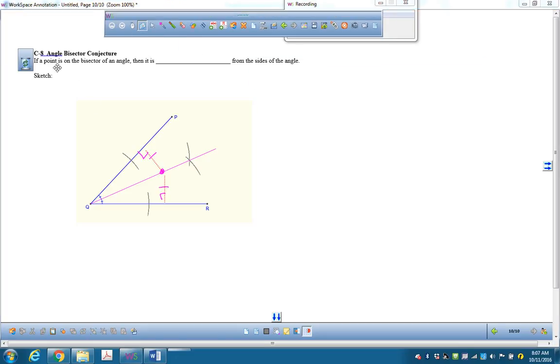A picture something like this would be nice. If a point is on the bisector of an angle, then it is blank from the sides of the angle. What do you guys think goes there? Equidistant. Same distance.